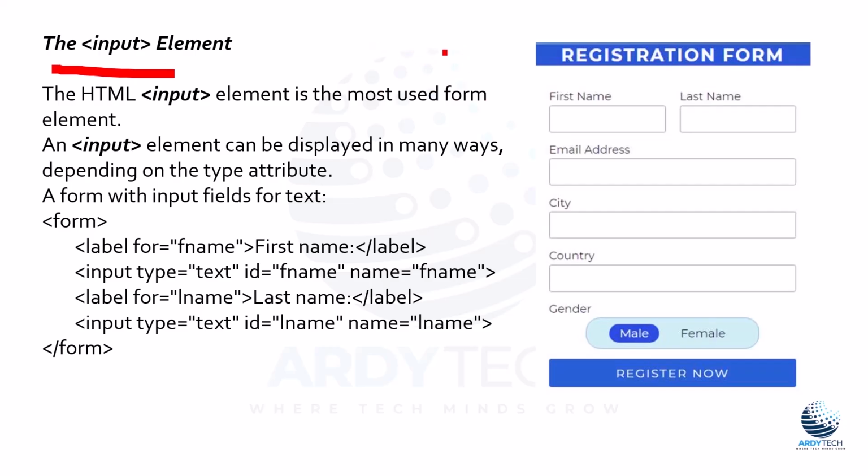The input element can be displayed in many ways depending on the type attribute. For example, we have the input here for first name and the input here for last name. So here the user has the possibility to enter their first name as well as the last name. These have the type of text, which means the user can enter whatever text they want in these two fields. So this is the essence of the input field.